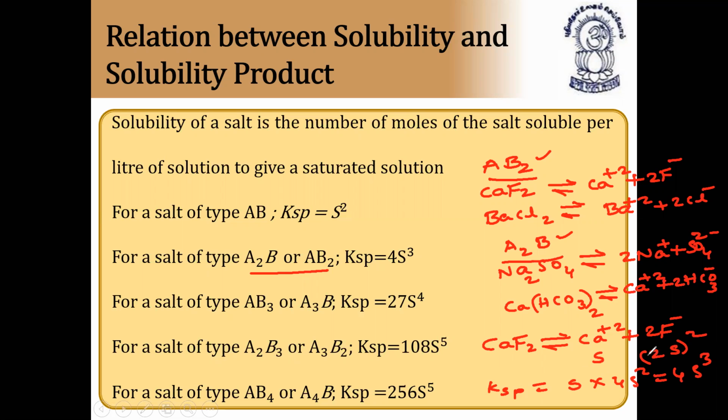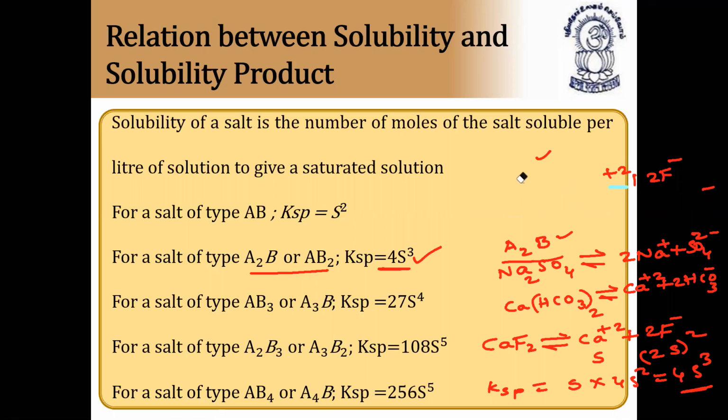If there are 2 moles, we have to multiply with 2S whole square. So by this you can say KSP is equal to 4S cube. KSP for this type of salt is equal to 4S cube. Please note it down. Since KSP is equal to 4S cube, the solubility of this type of salt is equal to cube root of KSP by 4. So in this way we'll find solubility. In the examination, either they ask us to find solubility or solubility product. So to find solubility, you have to use cube root of KSP by 4.